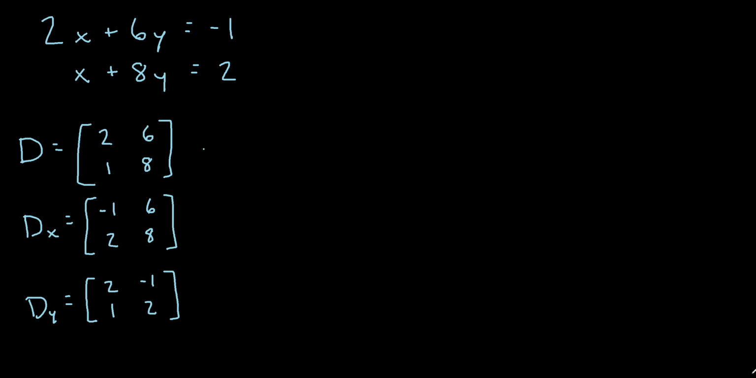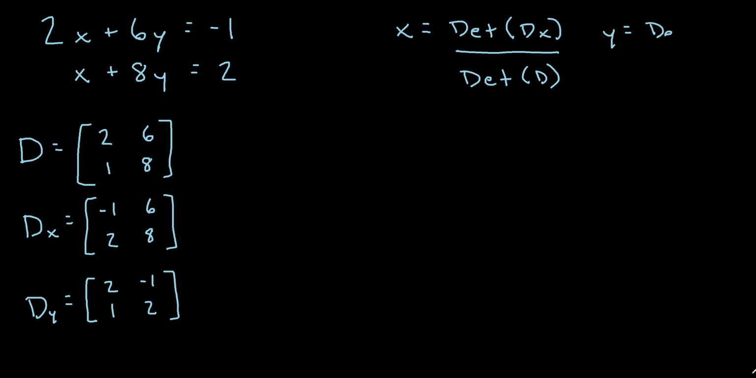Now, once we've written these three matrices, to solve for x and y, we can use the following formulas. X is equal to the determinant of matrix Dx divided by the determinant of matrix D. Similarly, y can be found by calculating the determinant of matrix Dy divided by the determinant of matrix D.